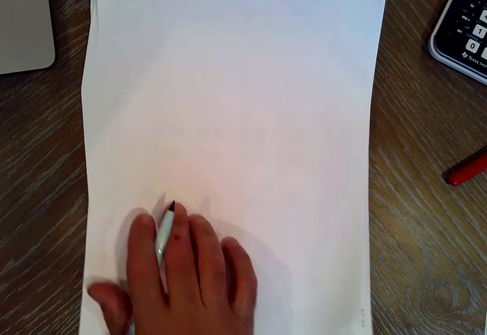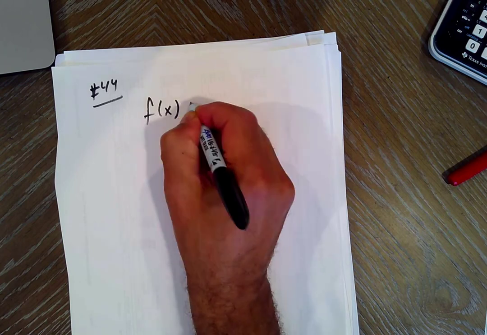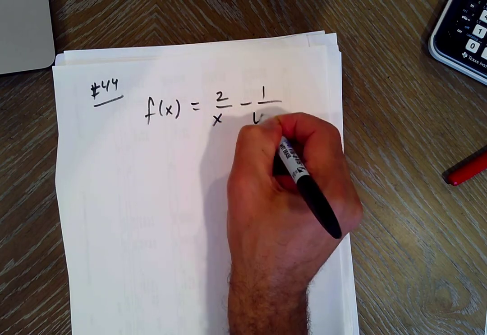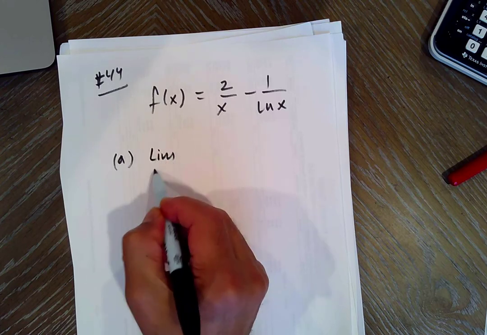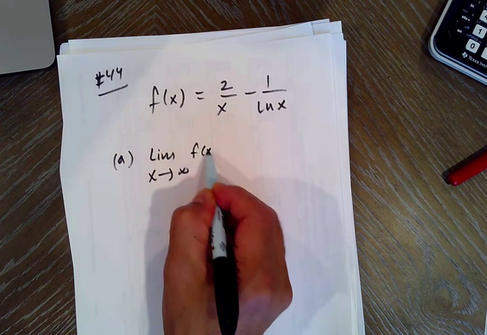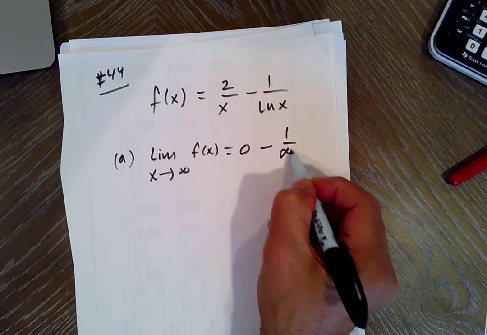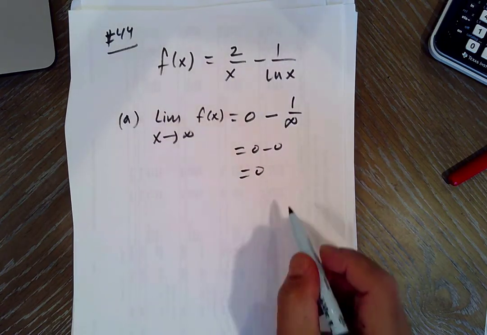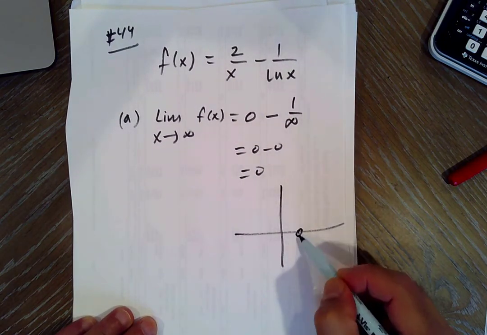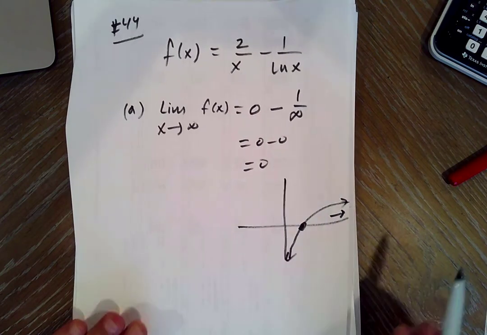Okay, number 44. f of x equals 2 over x minus 1 over ln of x. Part A, what's the limit as x goes to infinity of f of x? Well, 2 over infinity is 0. Ln of infinity is infinity. So 0 minus 0 is 0. Again, if you don't see why, this is the function ln. As x goes to infinity, so does y.